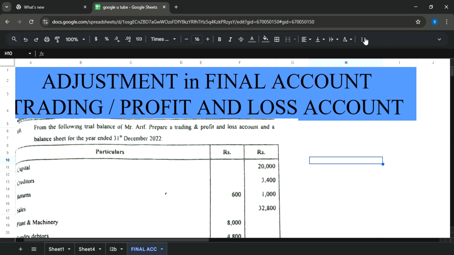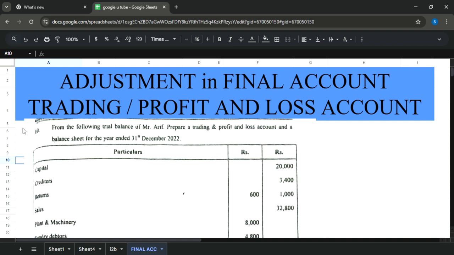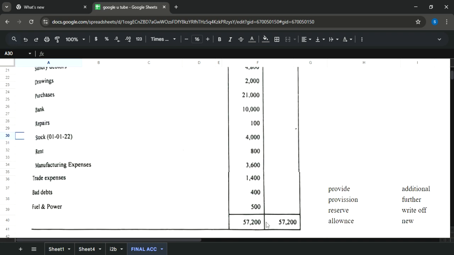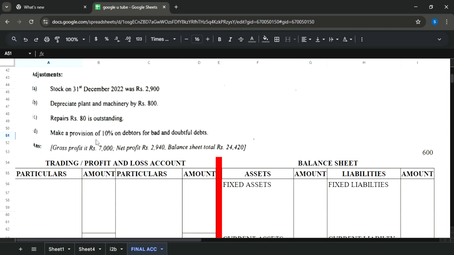Today's target is to understand question number 10. The chapter which we are related with is adjustment in final account. As usual in the question, two columns are given, debit and credit. Why? Because total has already been provided. It means it's a trial balance, a little more easier. Then we have four adjustments and we are going to solve these four adjustments as our first step. So we are now ready to start our question.